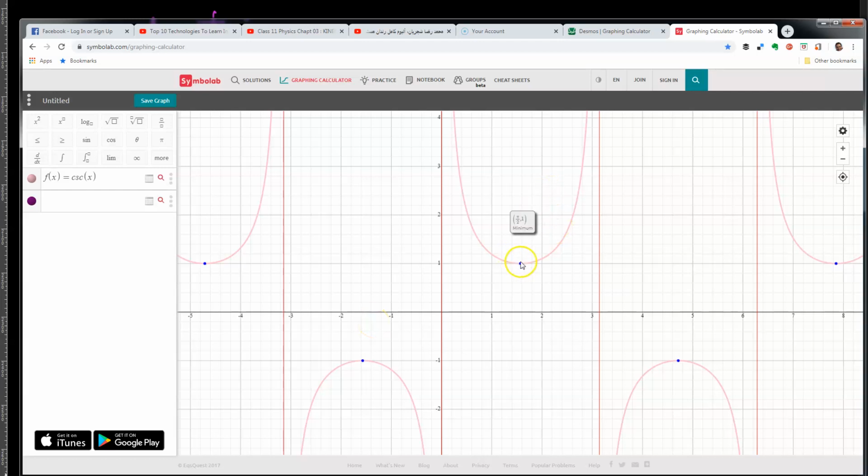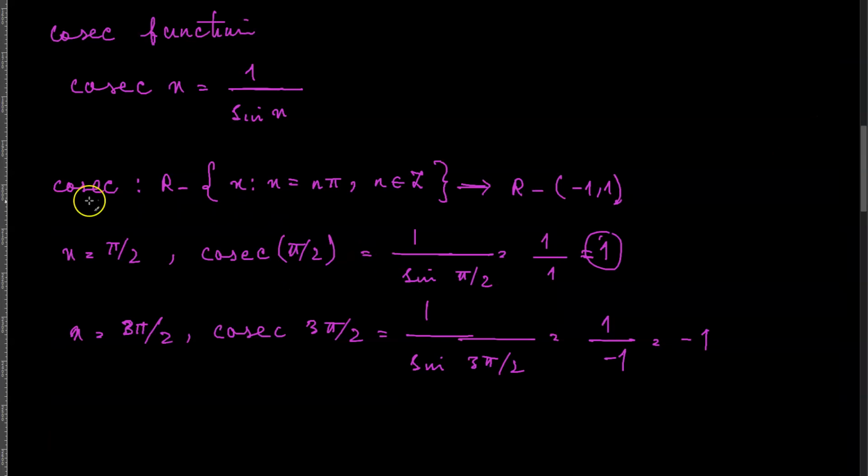Which means that the output of the function here is 1, here is negative 1, and that's basically how the function behaves, right? So you can say that for the cosecant function, the domain is R minus the set of all x such that x is equal to n pi, where n belongs to the set of integers, and the codomain of the function is R minus the interval from negative 1 to 1. That's basically all that we have here, right?